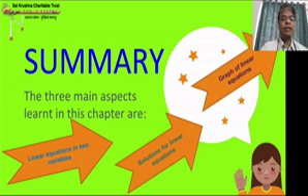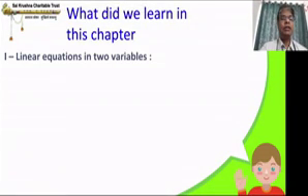So we have understood what linear equations in two variables are. We have understood how to find solutions for linear equations, and we have also learned the graph of a linear equation, how to plot a graph of a linear equation. Now let us see, from this page onwards, what did we learn in this chapter?